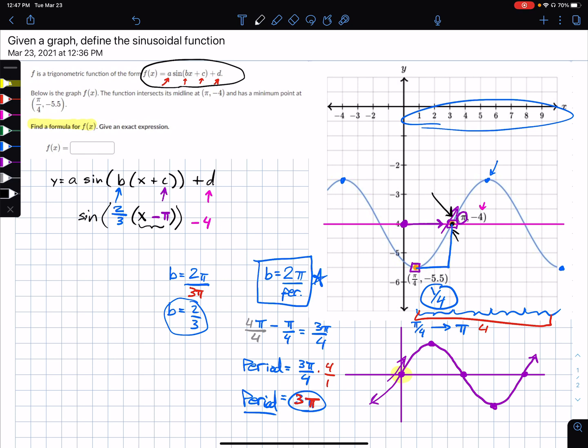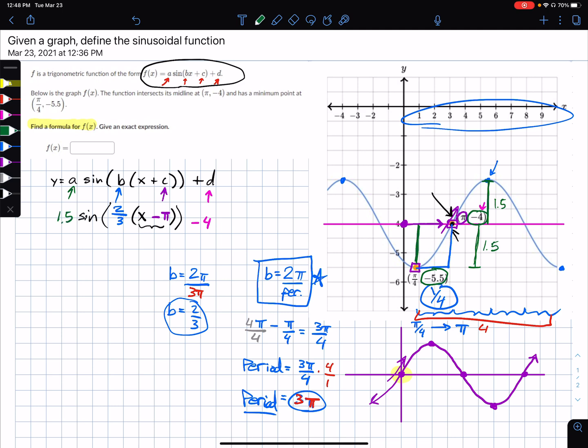Okay, so the last thing we need to figure out is this a value. And I'm going to grab green for that one. Okay, so the amplitude is the distance from the midline to either the maximum or to the minimum. So now we're going to look at what is the difference between -4 and -5.5. And that'll easily tell us the amplitude that the function goes above or below the midline. So that is a distance of 1.5. Okay, so it goes 1.5 above and 1.5 below. And that is all you do for finding a.